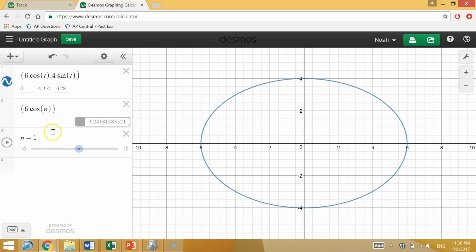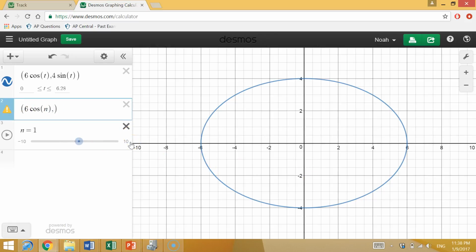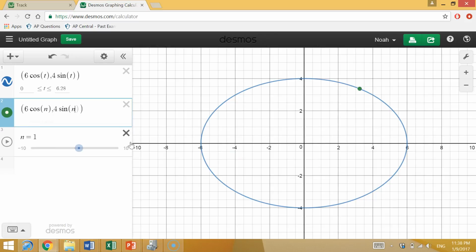Now what will happen is I can slide that n value, and that will be useful when we're making our point here. So 6 cosine n, and then 4 sine n. And as you see, it puts a point right on there. And right now my n value is 1. If I scroll the n value to different points, it's just going to trace the ellipse, because for any n value, it's going to be on this exact ellipse.